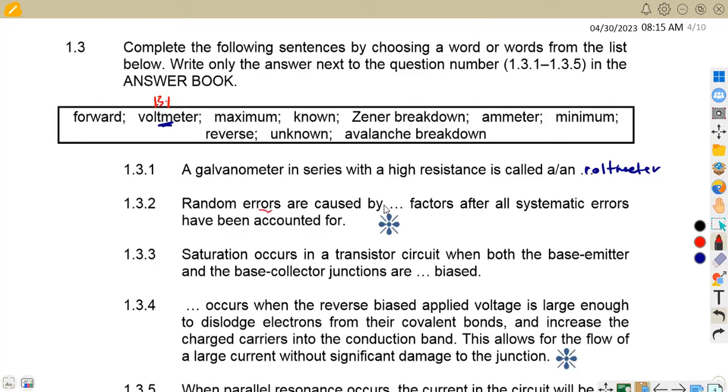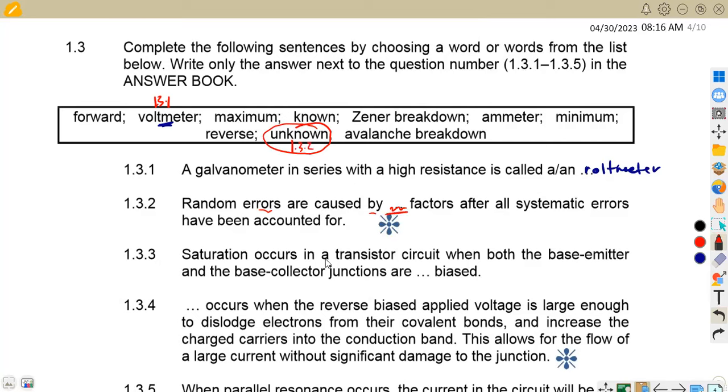Random errors are caused by factors after all systematic errors have been accounted for. All right, so this is unknown factors. When it is caused by unknown factors, we do have unknown here. We've got unknown factors. So this is the one that we are going to use on this part of 1.32.